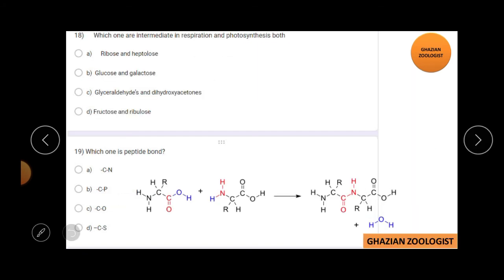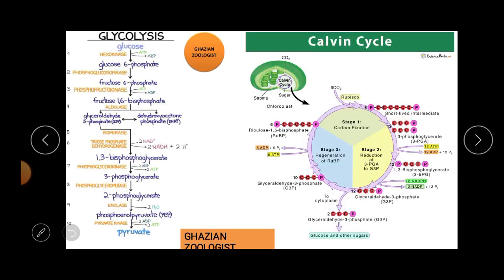Our next MCQ is: which one is an intermediate in respiration and photosynthesis? This is a very interesting MCQ. You can't understand it if I just talk about it like this, but with explanation and a diagram you can understand it better. What is the intermediate product between them? Let's show it. Look here, glyceraldehyde 3-phosphate. This is the intermediate product in the Calvin cycle. The Calvin cycle is the light independent reaction, which means it is photosynthesis.